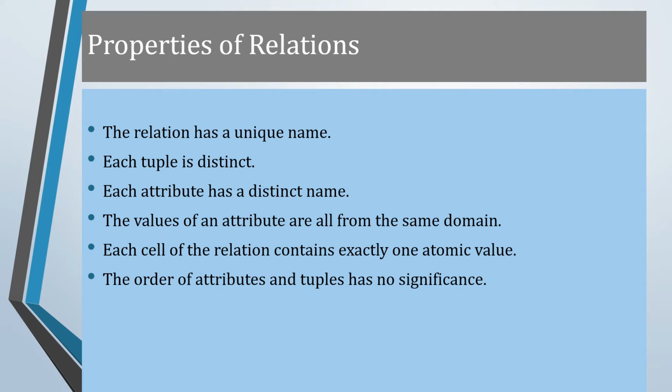So these tuples can be in any order. It should not be in any sorted order. The attributes can also be in any order. It doesn't matter. The order of the attributes or tuples is not having any significance in the relations.